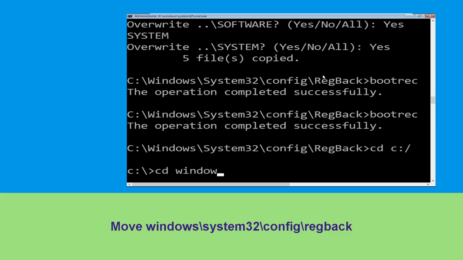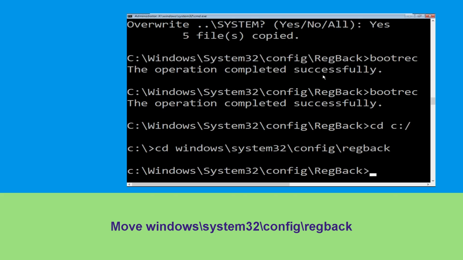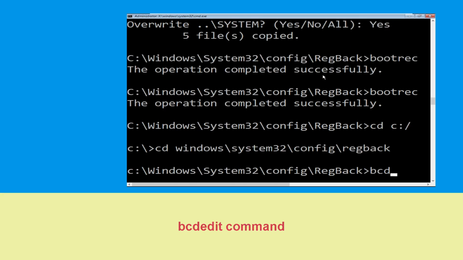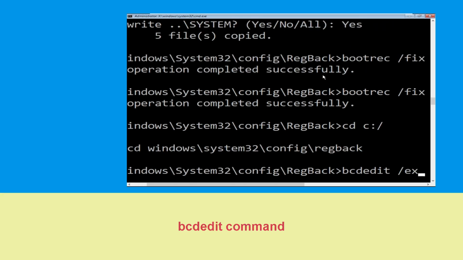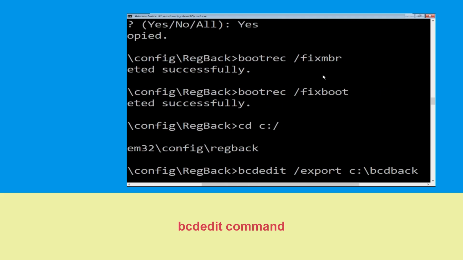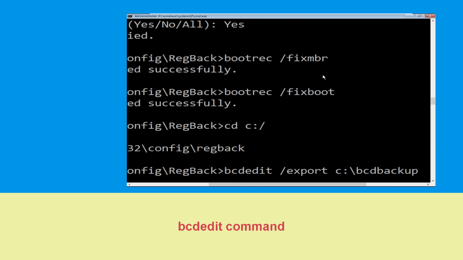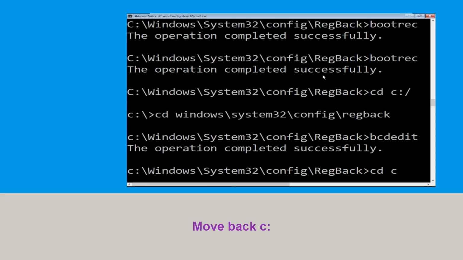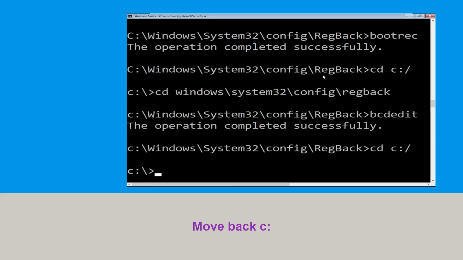Now type this command cd space Windows/System32/config/regback and simply hit enter to execute the command. Now type this command bcdedit space /export space c:/bcdbackup and hit enter. Now execute this command. Type cd space c:/ and hit enter.